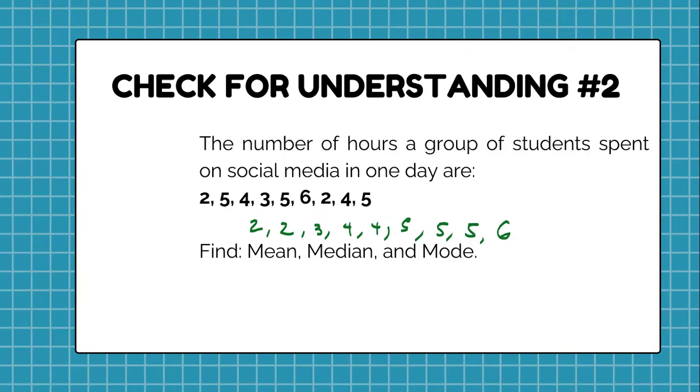So since we have a data set which is 9, 9 divided by 2 is 4.5. So it means we're getting the fifth position, by rounding it up. So the fifth position is 4. Again, the median is 4. For the mode, it's obvious that 5 is the most common value, 5 hours. So the mode is 5 hours.